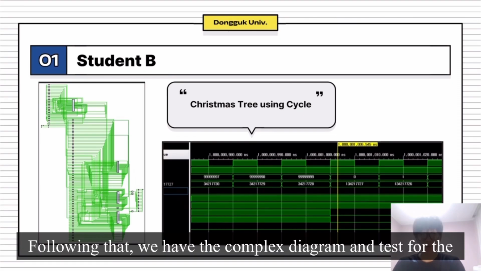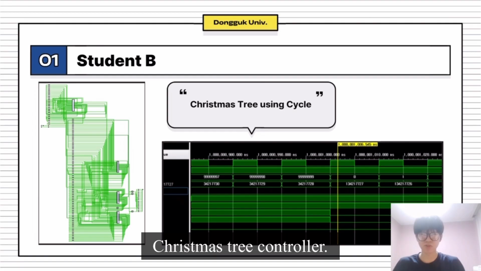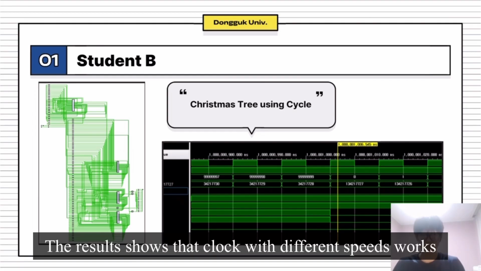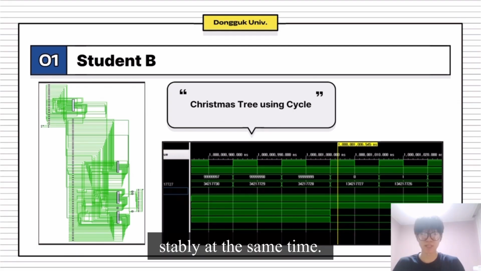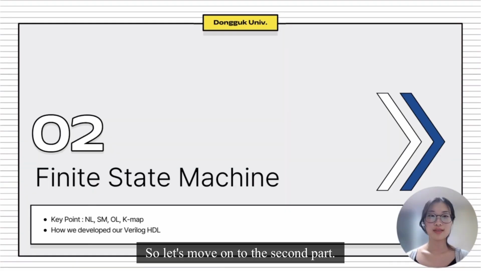Following that, we have the complex diagram and test for the Christmas tree controller. The result shows that clocks with different speeds work stably at the same time. So let's move on to the second part.